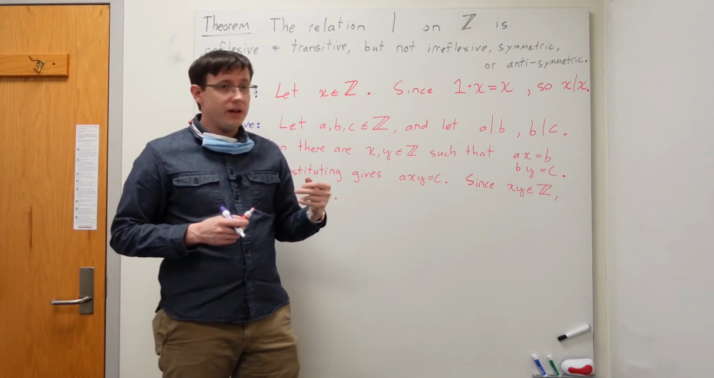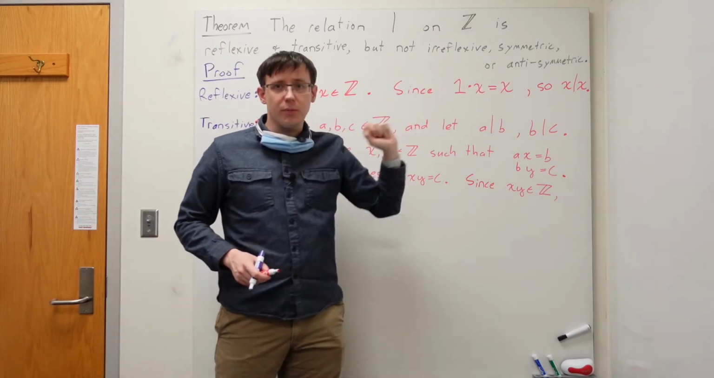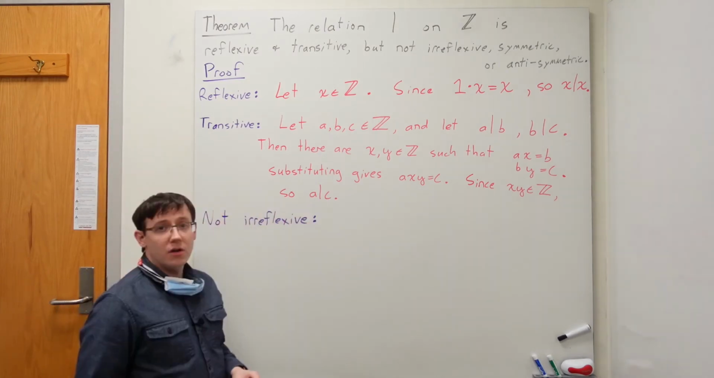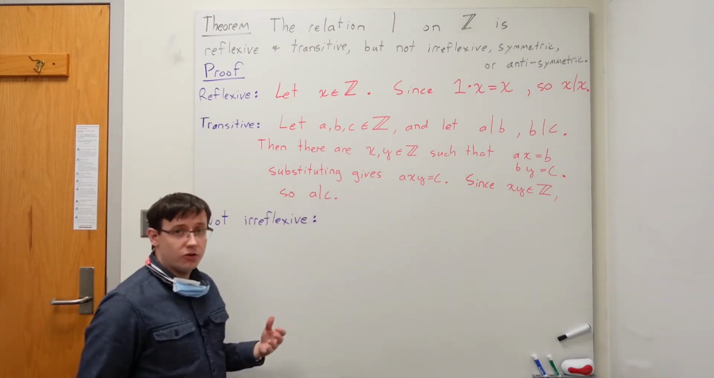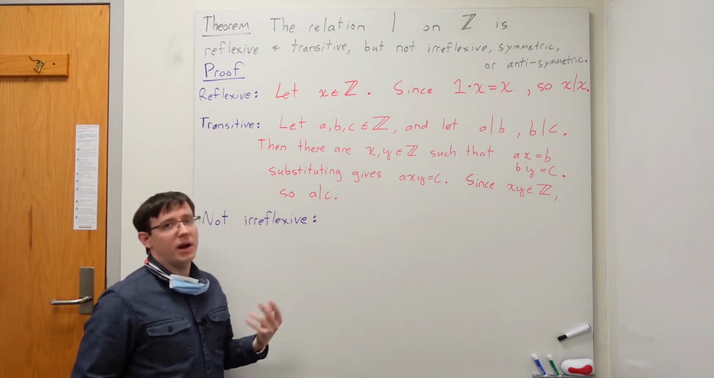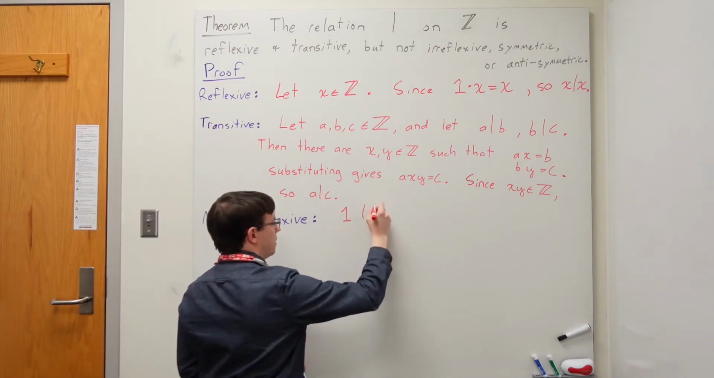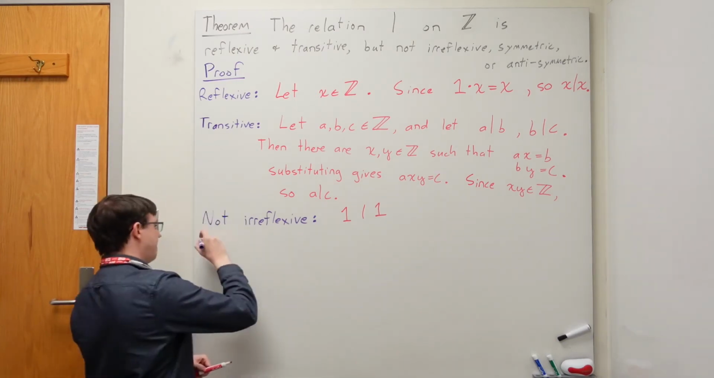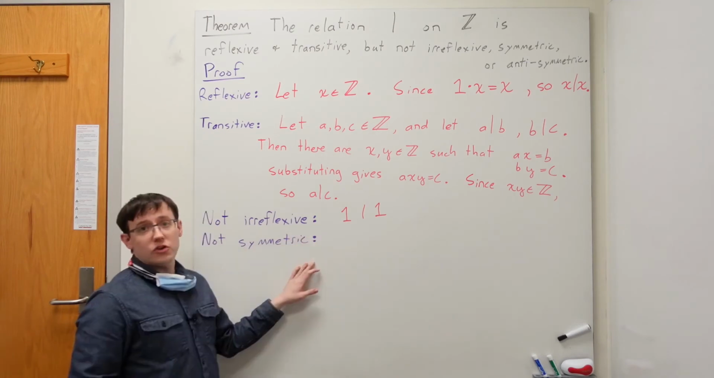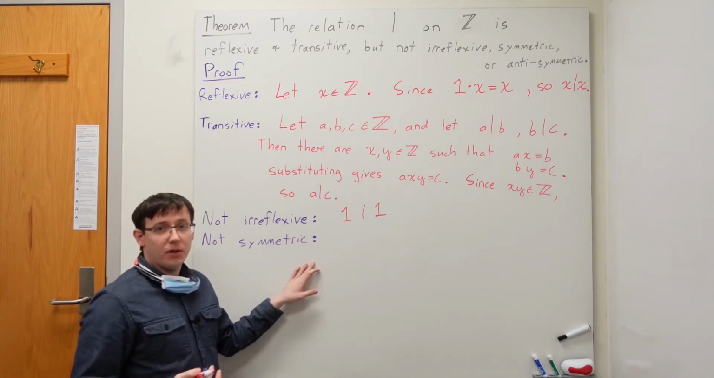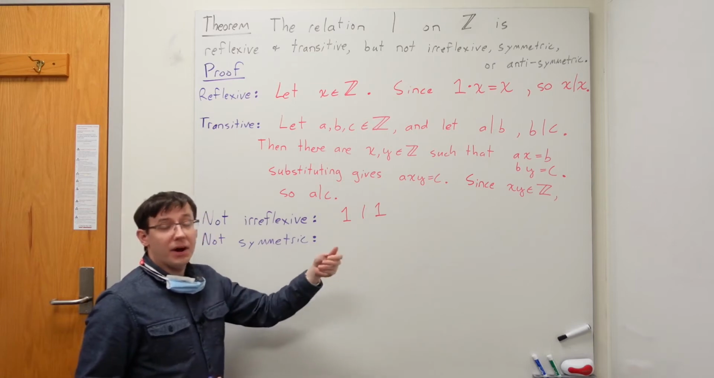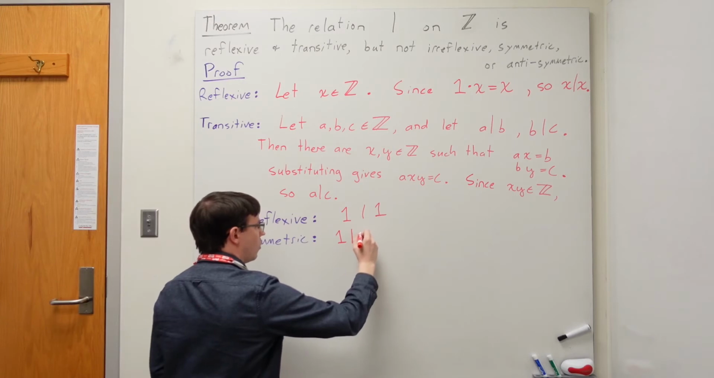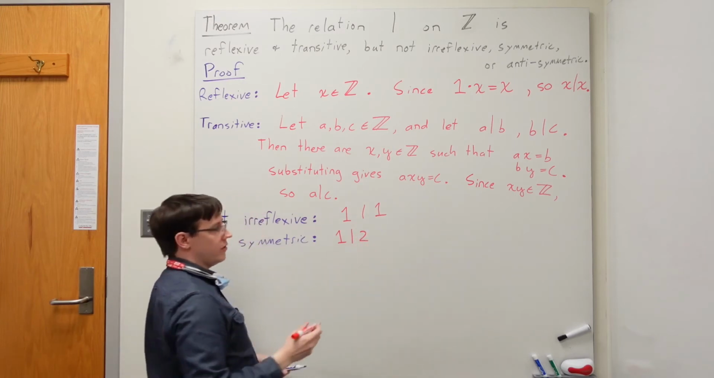To prove that the relation does not have the last 3 properties, we need to give counterexamples. For irreflexive, we just need an integer that relates to itself by the divides relation. So 1 divides 1 provides a counterexample. To show that it's not symmetric, we need an example where A divides B, but B doesn't divide A. We can use the fact that 1 divides 2, but 2 doesn't divide 1.